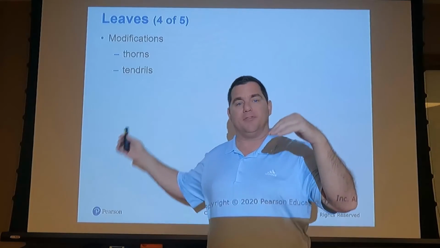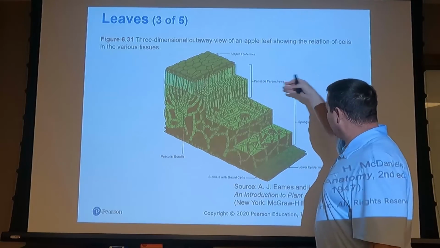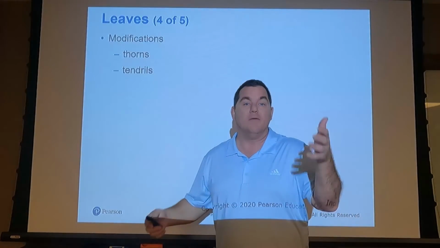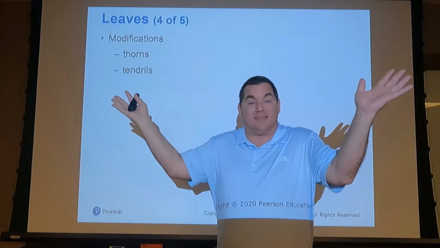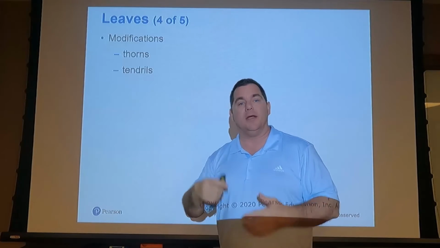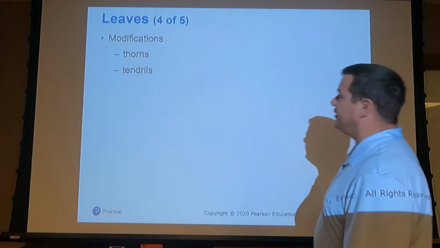But they also have the epidermis and palisade and spongy mesophyll. It is another way for them to perform photosynthesis because they don't necessarily have very big leaves, so they have to find another mechanism to make sure that they get all the nutrients that they need.